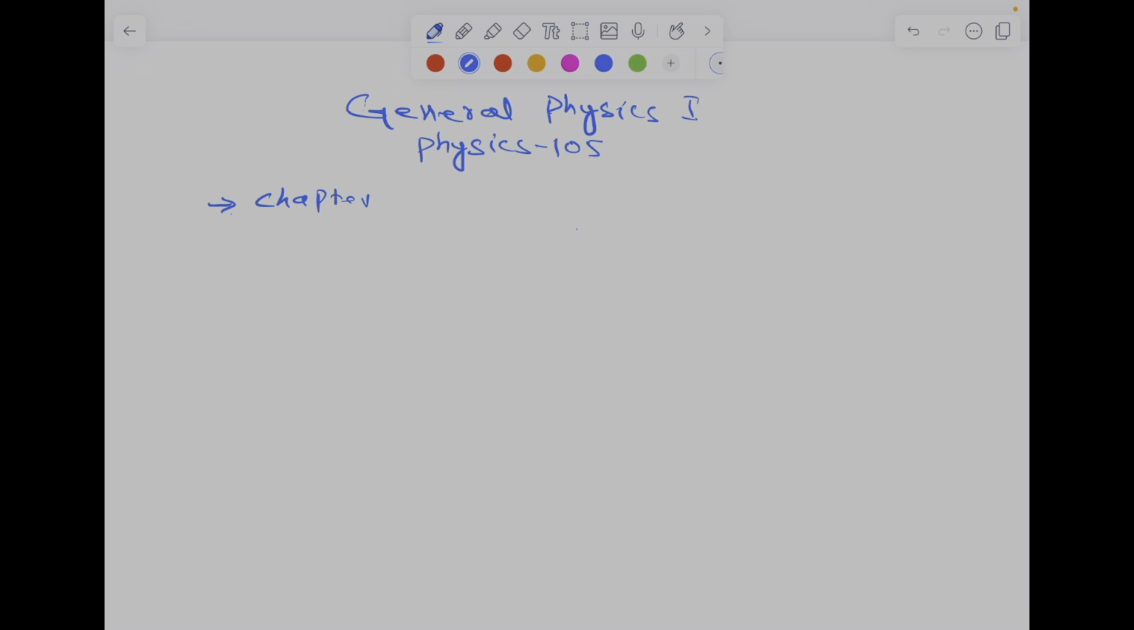In this video, we have to take a quick look at chapter number 3 of university physics, which is motion in 2 or 3D, 3 dimensions.